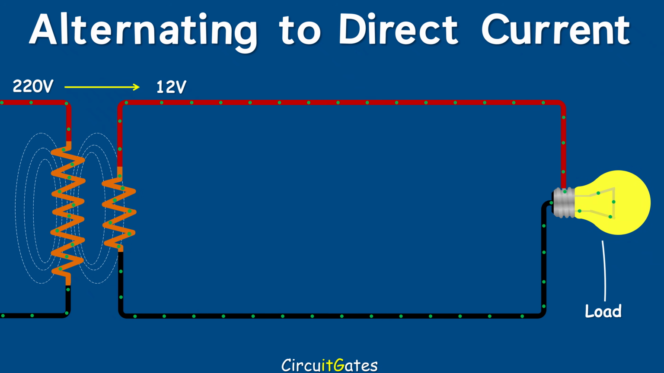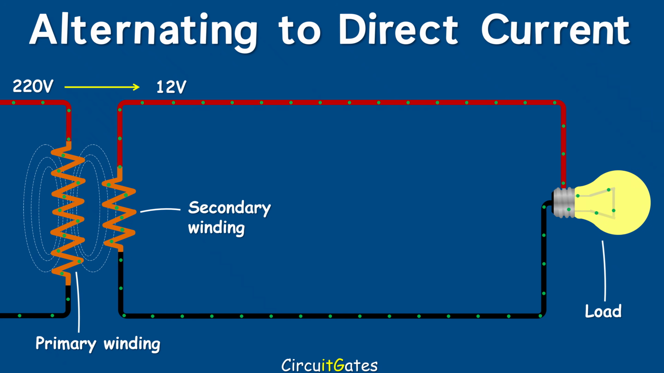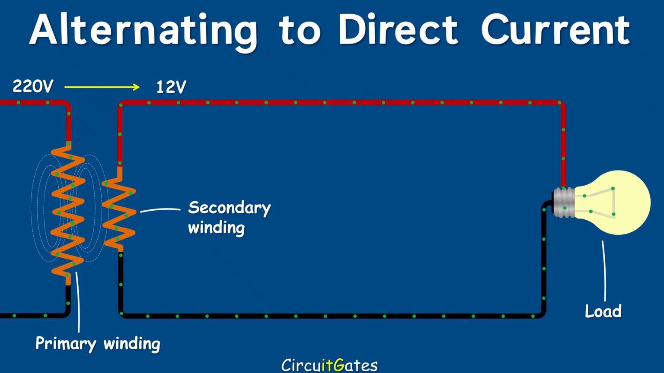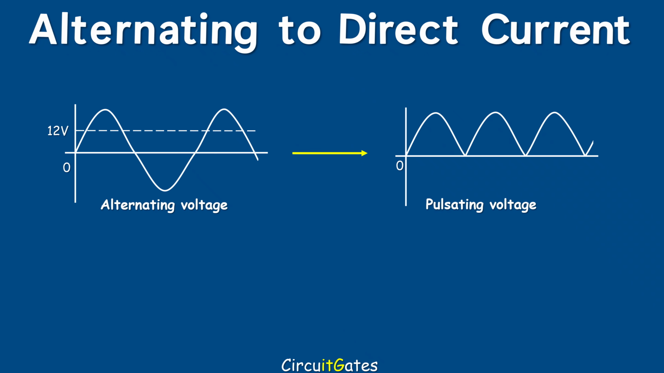A transformer has two windings, the primary winding and the secondary winding. When stepping down the voltage, the secondary winding is made to have fewer turns than the primary winding, depending on the level of stepping down the voltage. After stepping down the voltage, we then convert alternating voltage to DC pulsating voltage using a rectifier.